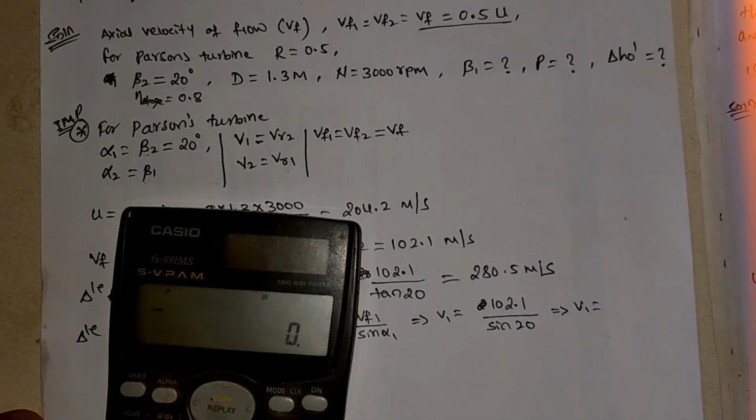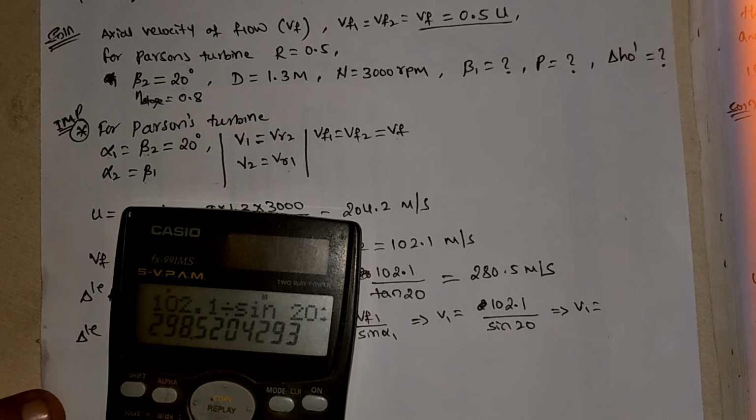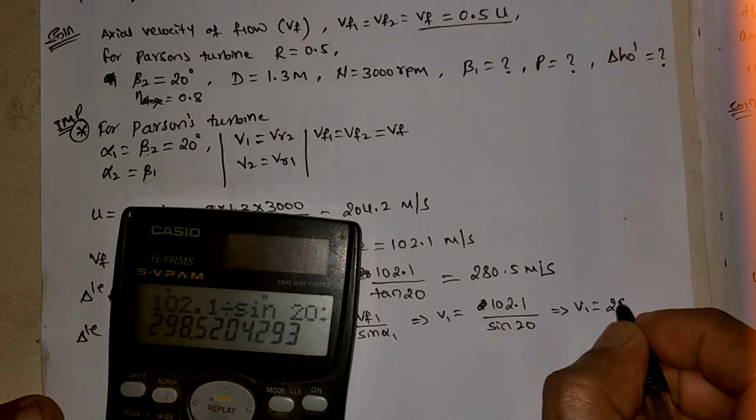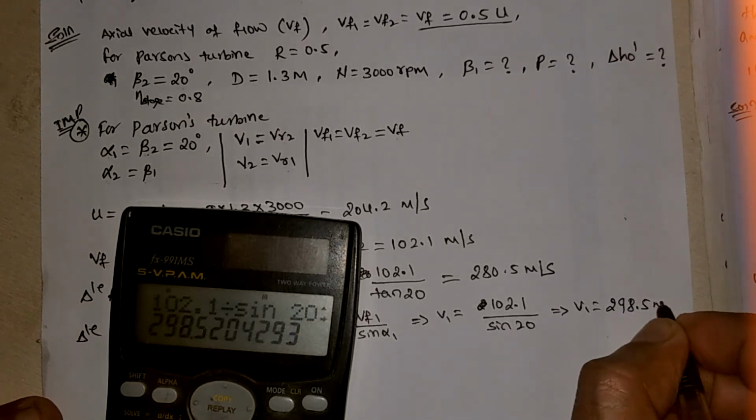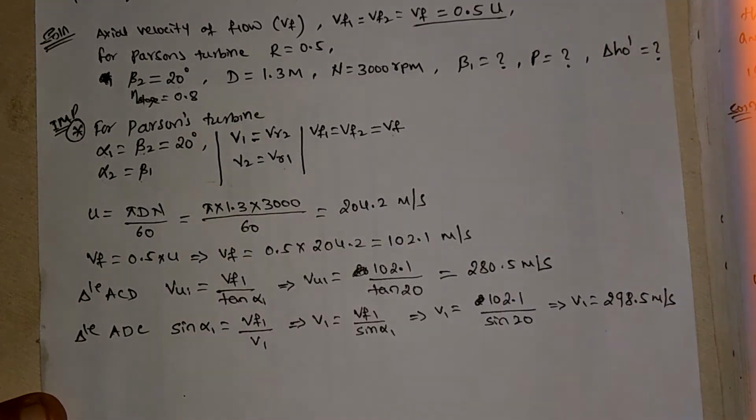102.1 divided by sine of 20. So we'll get 298.5 meters per second, right? 298.5 meters per second.